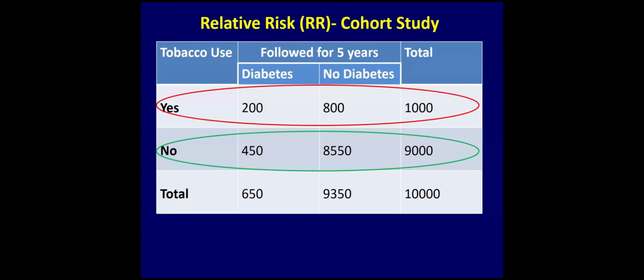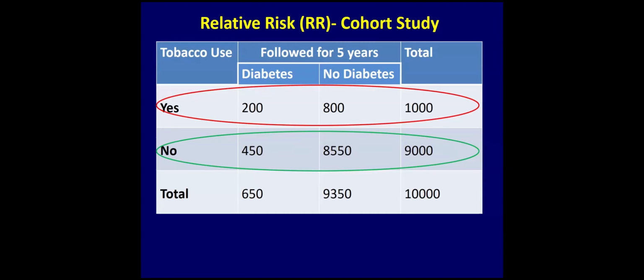Say, for example, what is the incidence among those who are using tobacco? It is 200 out of 1,000, so 20% developed diabetes. What is it among those who are not using tobacco? It is 450 out of 9,000, so 5%. What is the difference in incidence between those who are using tobacco and those who are not? 15%. Perfect. 15% is the difference in incidence.